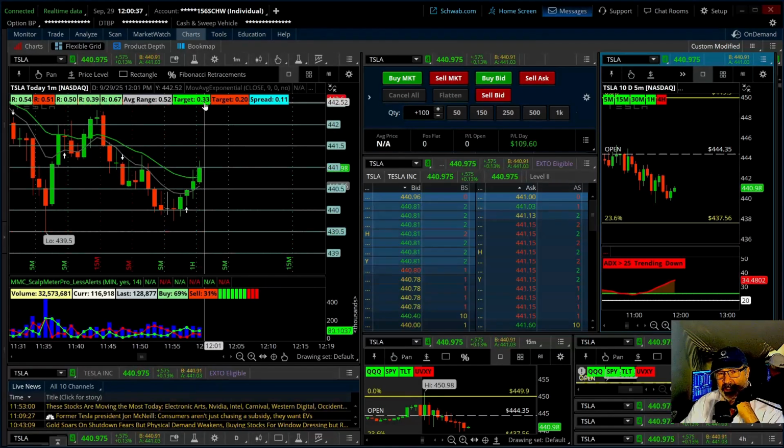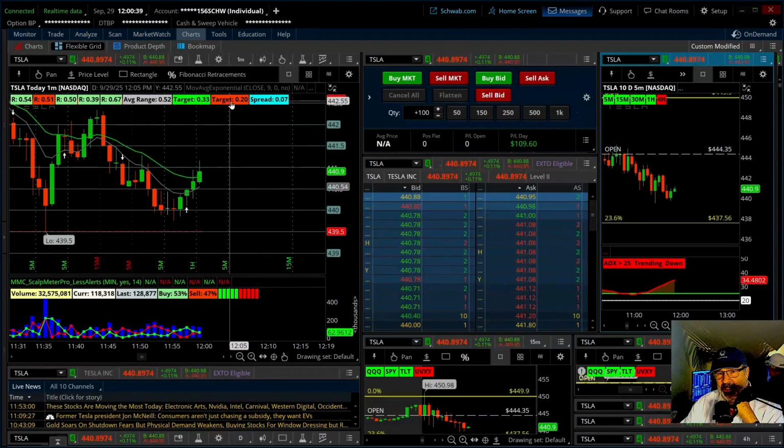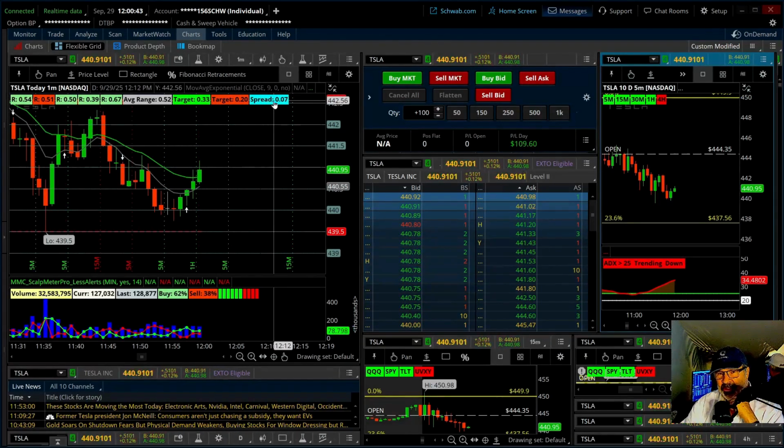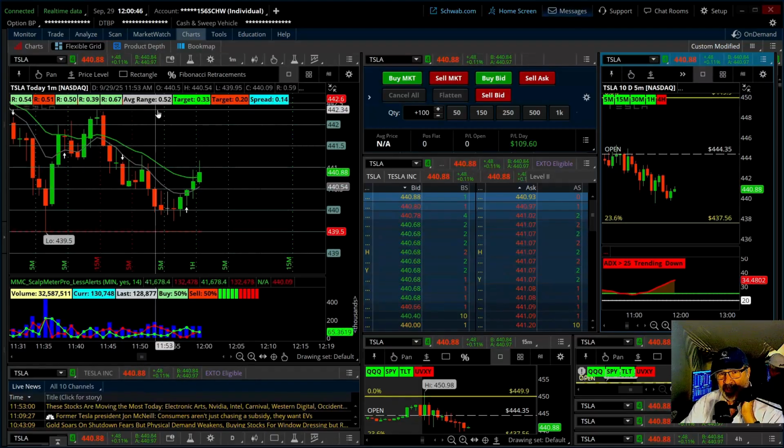If they close green, your target's 33 cents up. If they close red or short, it's 20 cents down. And then it keeps track of the spread too. Now, it's an interesting combination of things.